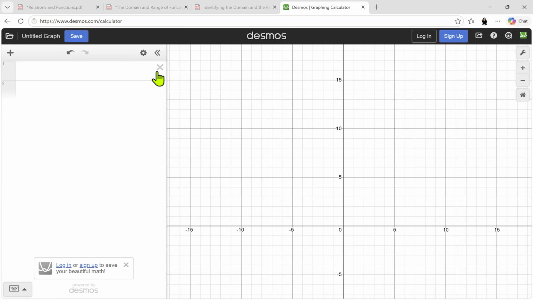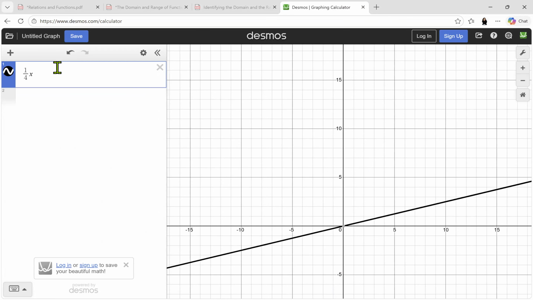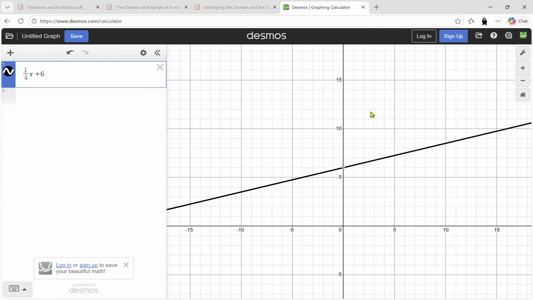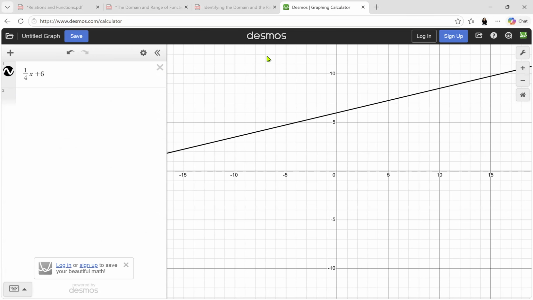Let's say I have the function f(x) = 1/4 x plus 6. Right, Jenny, can you make out all of these? You can make out the graph. You've seen it clearly. Yes, miss.